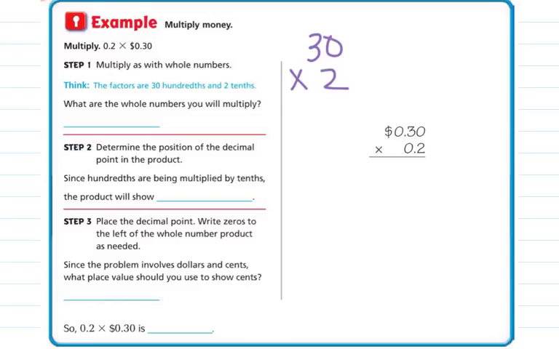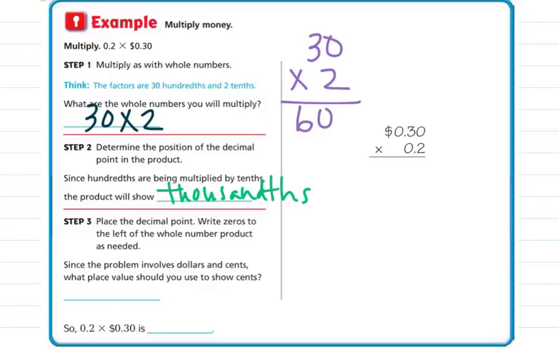30 times 2. Well, we know 3 times 2 is 6, so 30 times 2 must be 60. So, boys and girls, it says, what are the whole numbers that we multiply? We know our factors was 30 times 2. Step 2, determine the position of the decimal point in the product. Since hundreds are being multiplied by tens, the product will show less than that, which would be thousands.